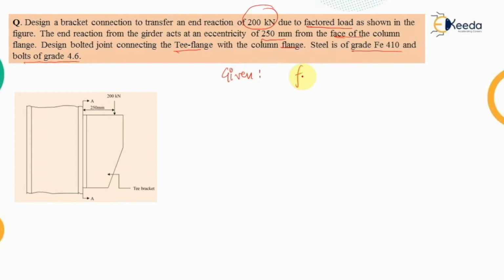For the grade of steel, the Fu value, that is the ultimate stress, will be 410 megapascal. Similarly, the ultimate stress for the bolt will be 400 megapascal depending upon the grade of the bolt. The partial factor of safety for the material of the bolt is taken to be 1.25.